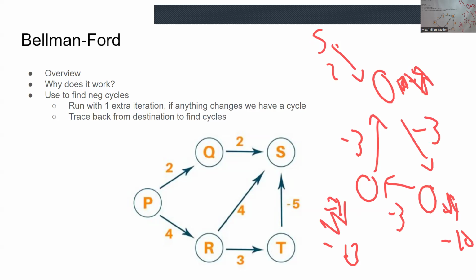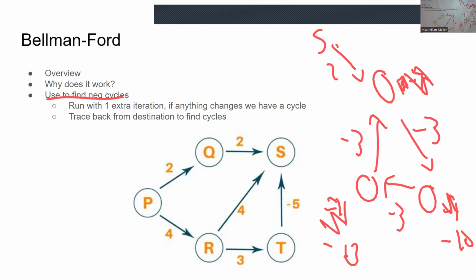And that's why we only run it n-1 times. Because when we only run it n-1 times, it only has the capability of going around 1, 2, 3 times, and then it stops. And that is how we can actually use it to find negative cycles.